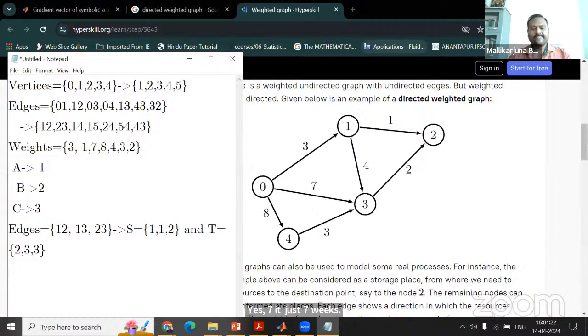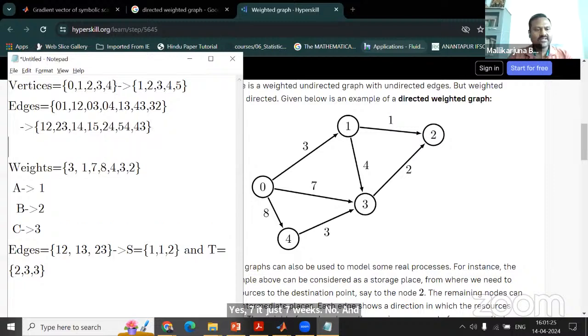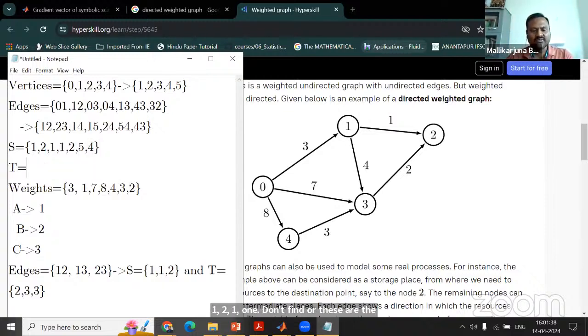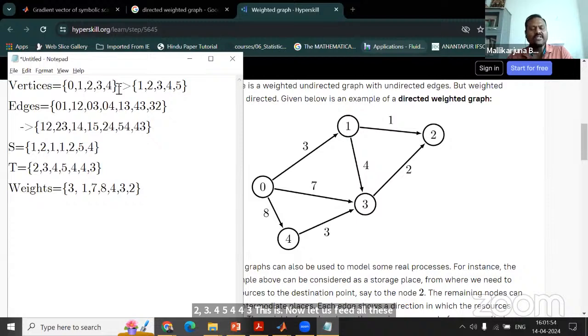Now, what are the starting points from this? 1, 2, 1, 1, 2, 5, 4. These are the starting. Next, what are the terminal points? 2, 3, 4, 5, 4, 4, 3. Now let us feed all these things here, but we need no labels A, B, C, D. Let us feed with 1, 2, 3, 4 itself. Now let us see what we'll get.